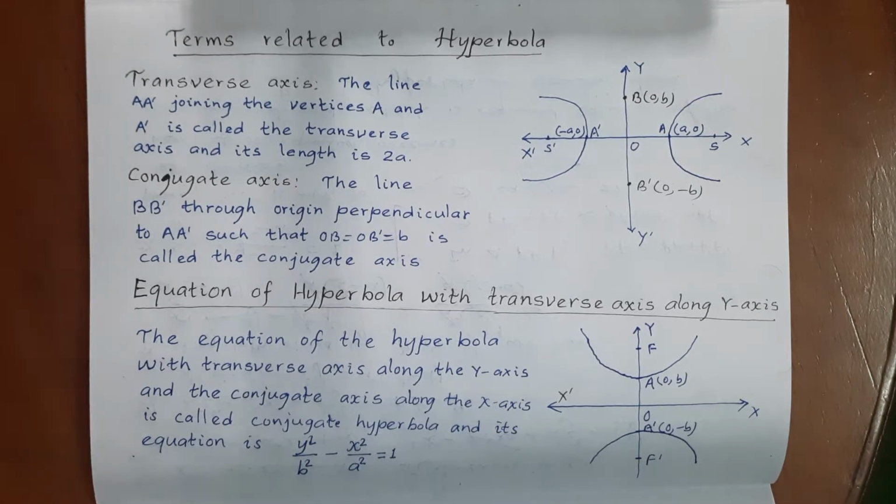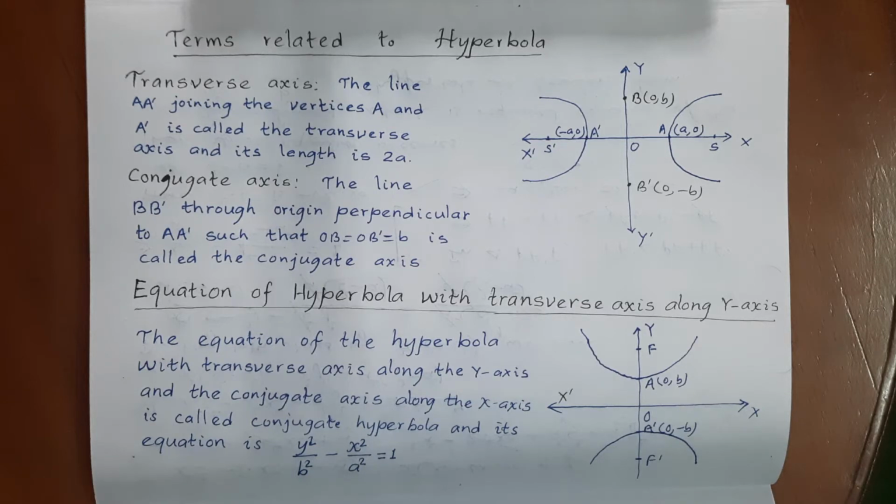About the terms related to hyperbola, I have explained orally in a previous video also, so I have written them here and I am explaining them in brief. In a hyperbola we have a transverse axis and a conjugate axis, just like we have a major axis and minor axis in an ellipse.